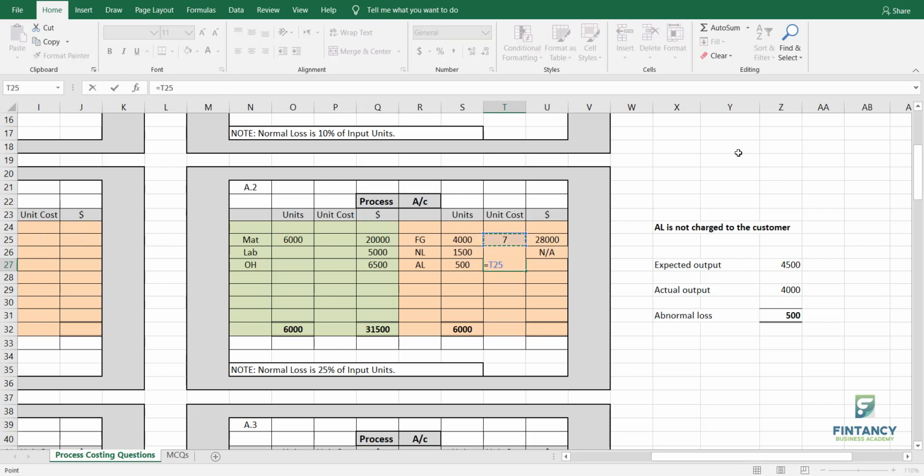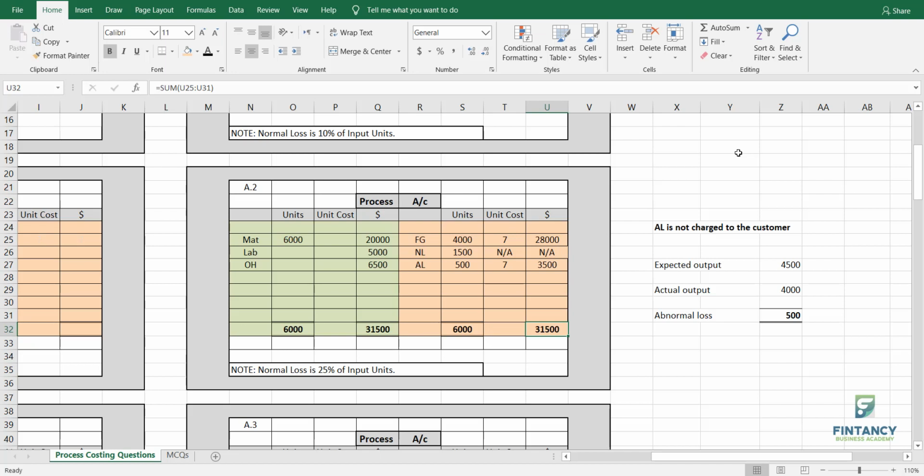See, 7. I'm linking it here, 7. You will copy paste it here. And how to calculate this? This into this. Okay, let's see if the total is matching or not. See, the total is matching. Always remember, both sides should match. If they are not matching, it means you have made a mistake.